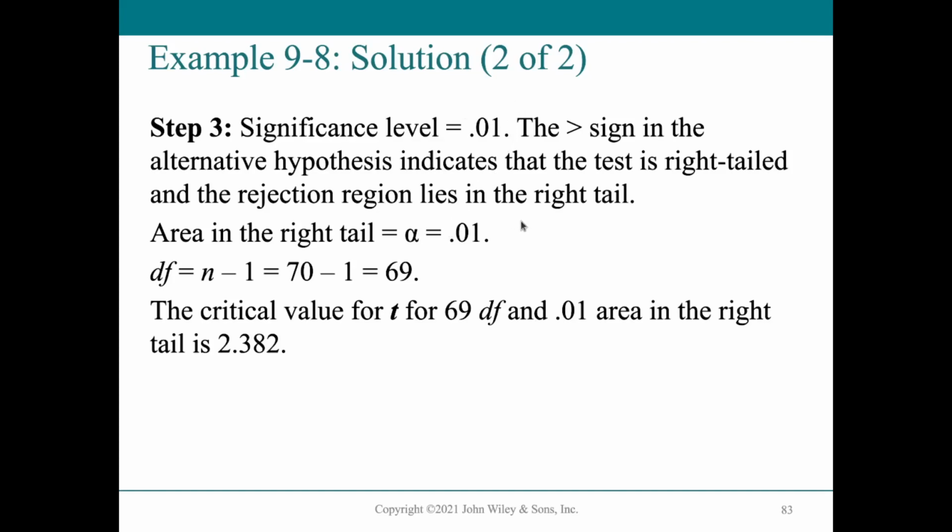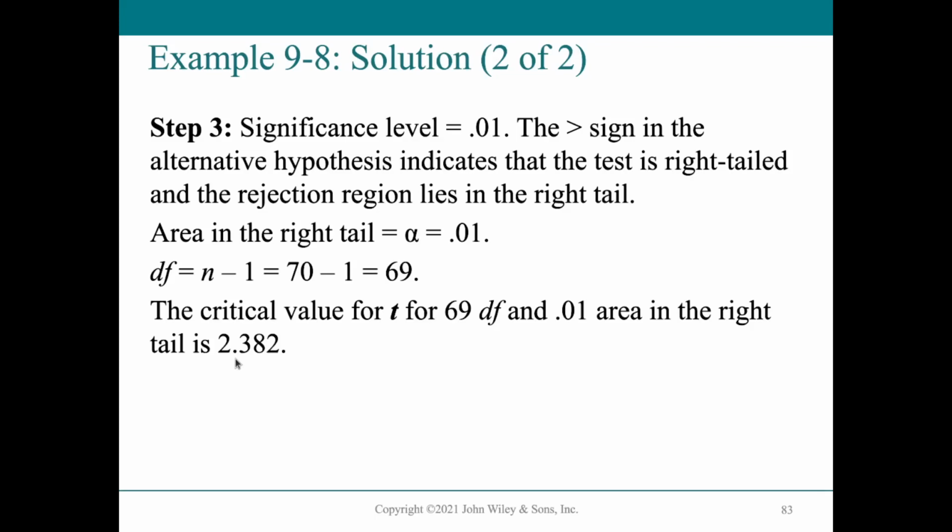Since this is a one-tailed test, because we have an alternative hypothesis with a greater than sign, the rejection region lies on only one side of the distribution, the right tail. So we won't have to divide alpha. The whole rejection region is concentrated on the right side. Therefore, we just find the area of 0.01 with 69 degrees of freedom. So the critical value, based on our table, is 2.382.